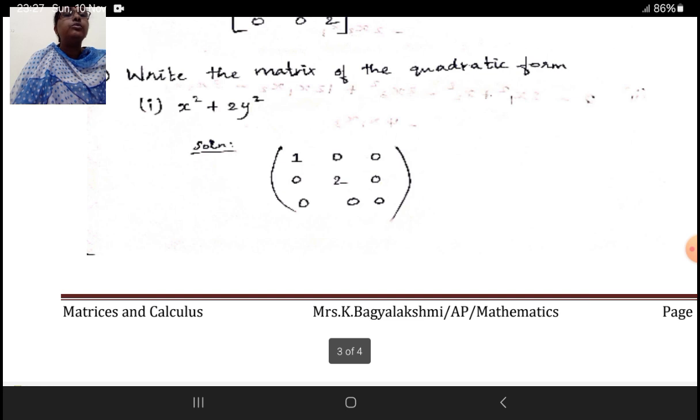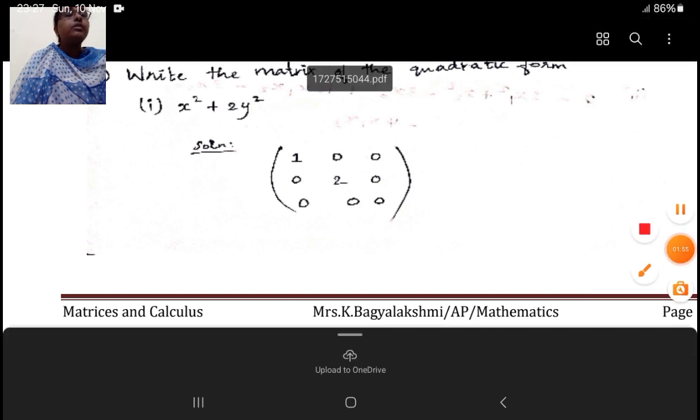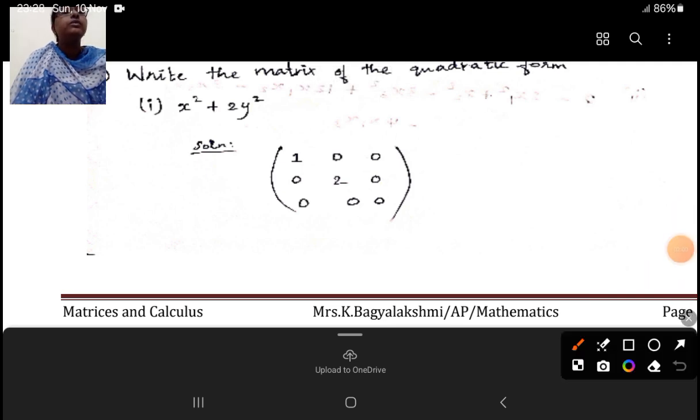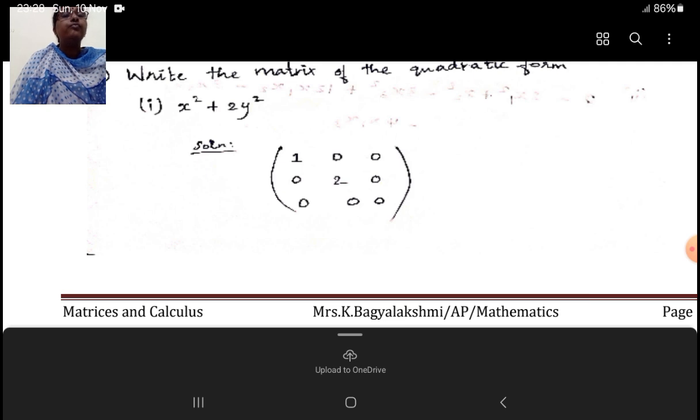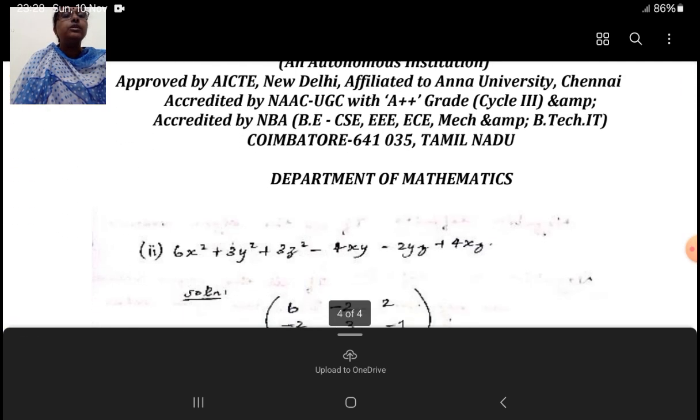You can check one more sum. The quadratic form is given with x square and y square alone. So in the diagonal we directly write the coefficient of x square and the coefficient of y square, and the remaining values are not given, so each and every value is 0. Within a step we got the matrix for this given quadratic form.